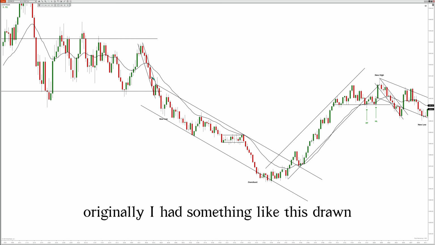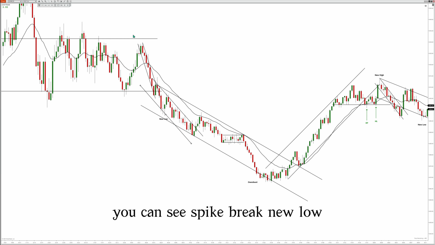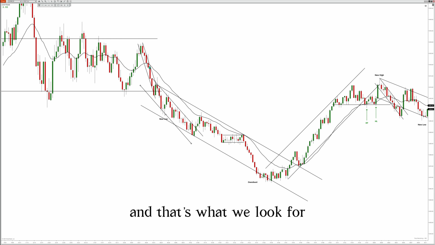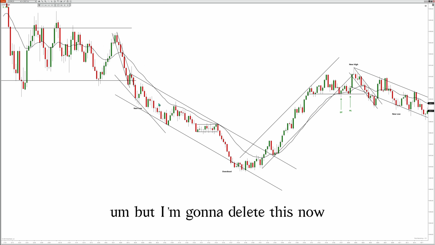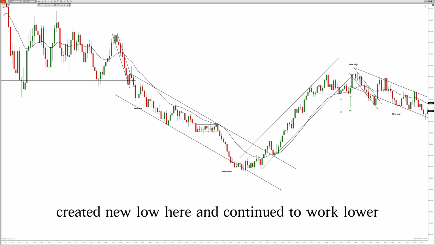Originally I had something like this drawn. It's kind of like a spike and channel pattern. You can see spike, break new low, continue to work lower. So you draw a secondary channel, and that's what we look for when we see a spike and channel. But I'm going to delete this now, considering that downtrend that I just had drawn broke, created a new low here, and continued to work lower.